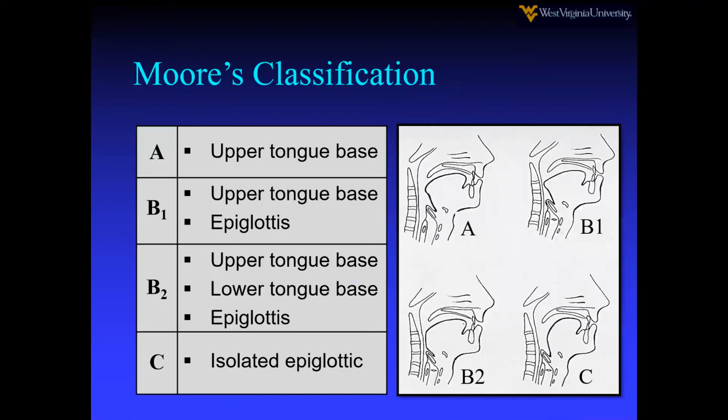So Moore was an oral surgeon, and he tried to classify obstruction at the tongue base: upper tongue base, upper tongue base and epiglottis, upper tongue base, lower tongue base and epiglottis, and isolated epiglottic.